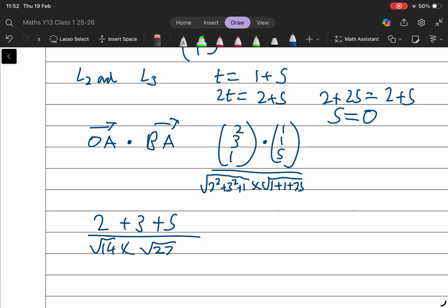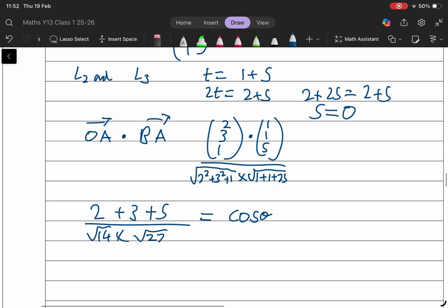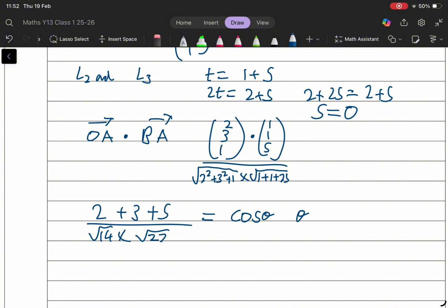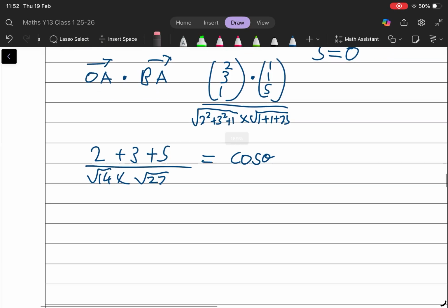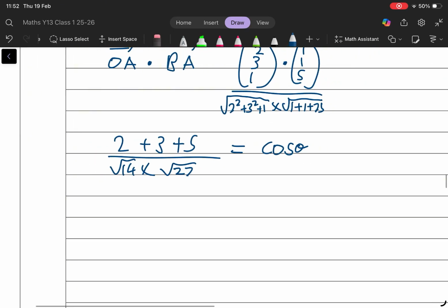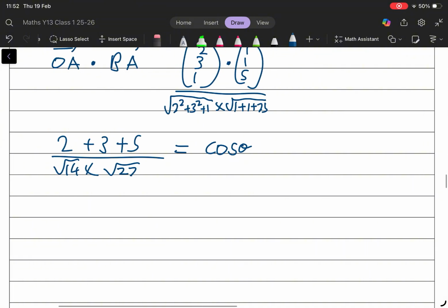Yep. So then that is equal to cos of theta. We might need the right angle triangle thing here. Okay, yeah, let's just do that. So 2 plus 3 plus 5 is going to be 10. That's 10 over root 14 times root 27.